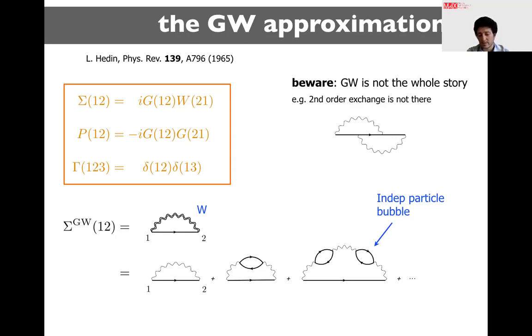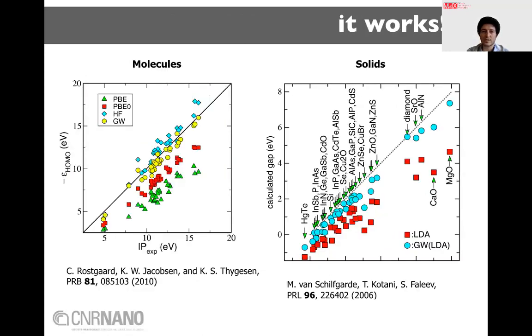And this would have an impact on, for instance, self-interaction issues that I'm going to discuss by the end of this presentation. So how does it work? Well, it works very well. The GW has been used extensively since the 80s numerically and applied to a number of systems.